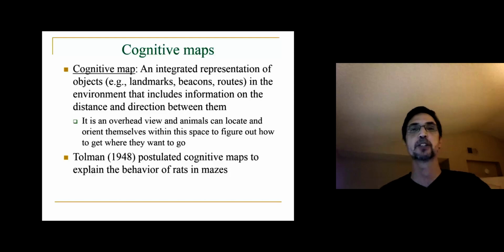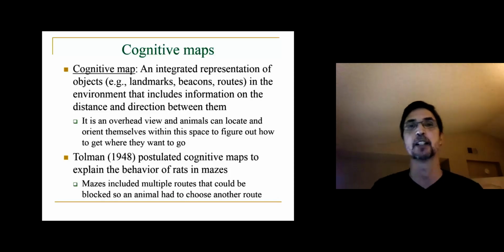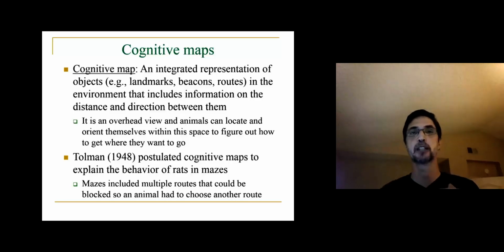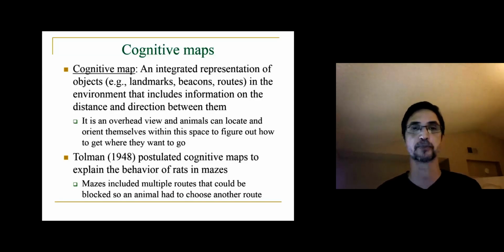One of the first researchers to postulate cognitive maps was Tolman, and he thought that it is essential to postulate cognitive maps to explain the behavior of rats in his maze experiments. The mazes that he devised included multiple routes, and these different routes could be blocked, and he would see whether animals automatically take another route to get to a goal location.